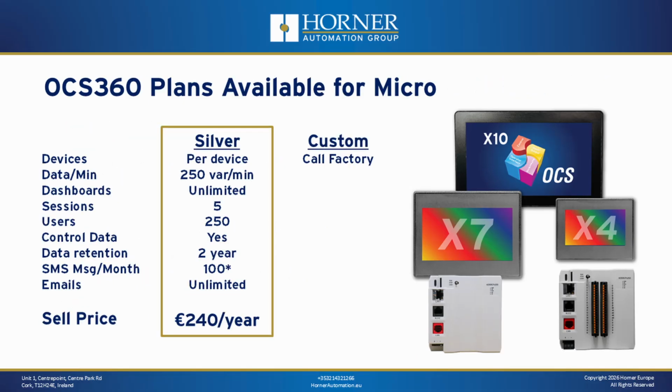What plans are available for OCS360? There are many plans available on our website, hornerautomation.eu, but one of the most popular is the Silver plan. This allows for up to 250 variables to be uploaded per minute, which should be more than enough for a typical operation. This also comes with unlimited dashboarding, unlimited email notifications, and up to 2 years of data retention. This plan costs €240 per year, but this can also be paid monthly on our website. If you have specific requirements, we also offer custom packages on request.